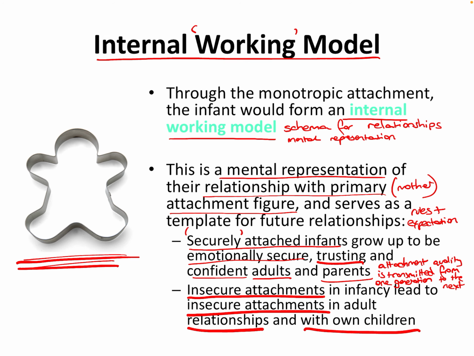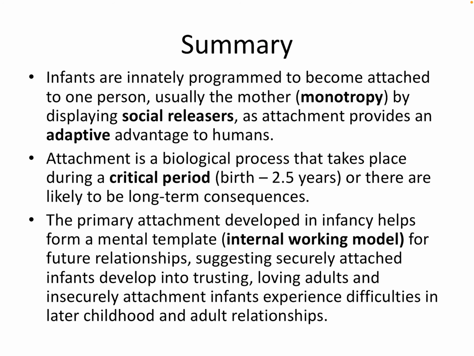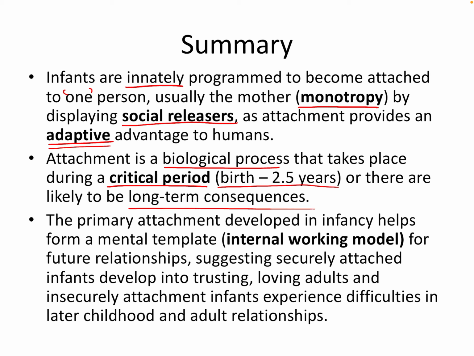Lots of keywords for you to remember, but it can be best summarised here. Infants are innately programmed to become attached to one person, usually the mother, and this is the idea of monotropy. This happens through them displaying social releasers, for example, cute baby features or crying. As attachment provides an adaptive advantage to humans, it increases our chances of survival. Attachment is a biological process, and it takes place during the critical period from birth to 2.5 years. And if it doesn't occur, there are likely to be long-term consequences and difficulties forming attachments later.